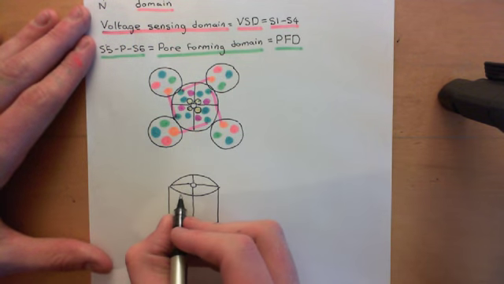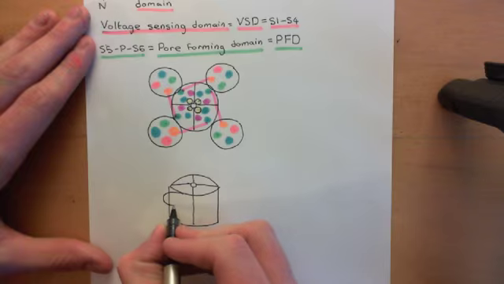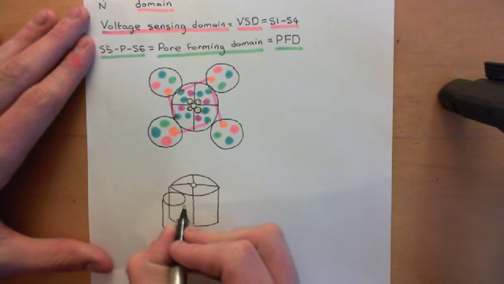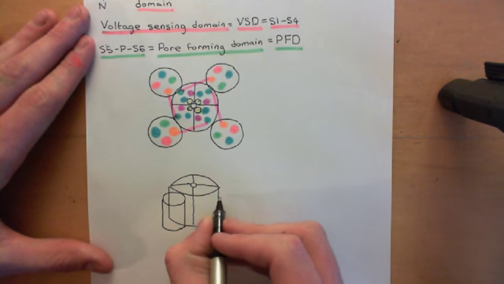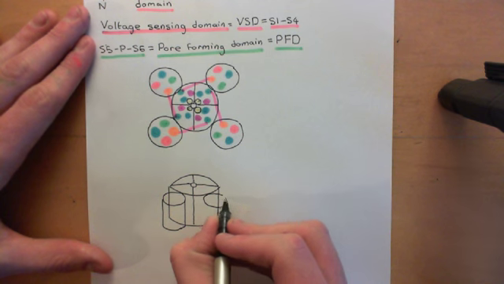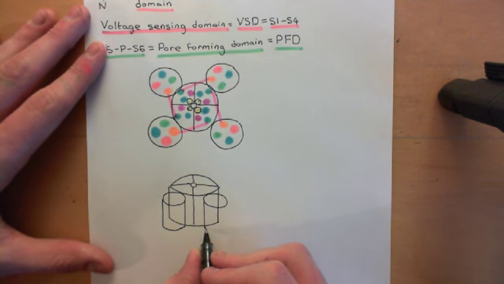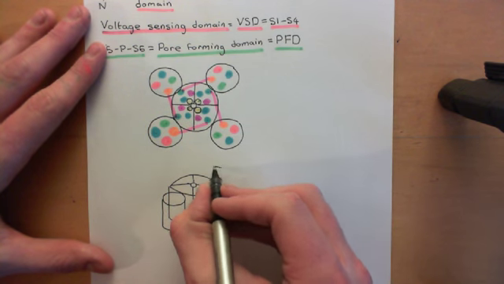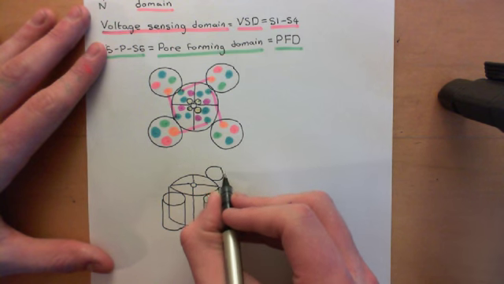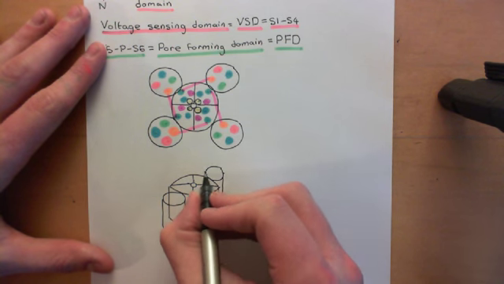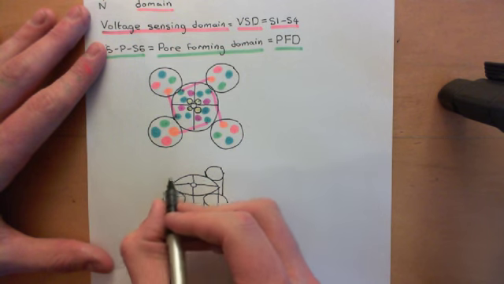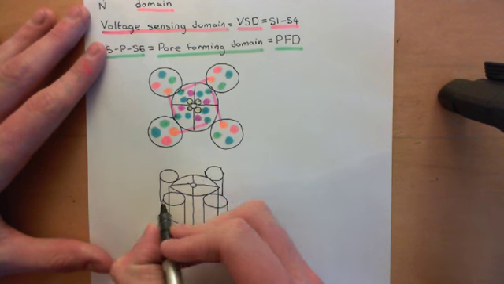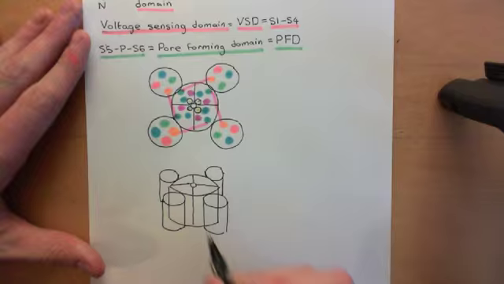Now what I need to do is make this more complicated by trying to put the voltage sensing domains on here. So here, this is going to be the voltage sensing domain corresponding to this pore-forming domain here. Here is another voltage sensing domain which will correspond to this pore-forming domain we know back here. I'll add on another voltage sensing domain back there, like so, which will correspond to this pore-forming domain back here. And then the final voltage sensing domain on here, which will correspond to this pore-forming domain here.